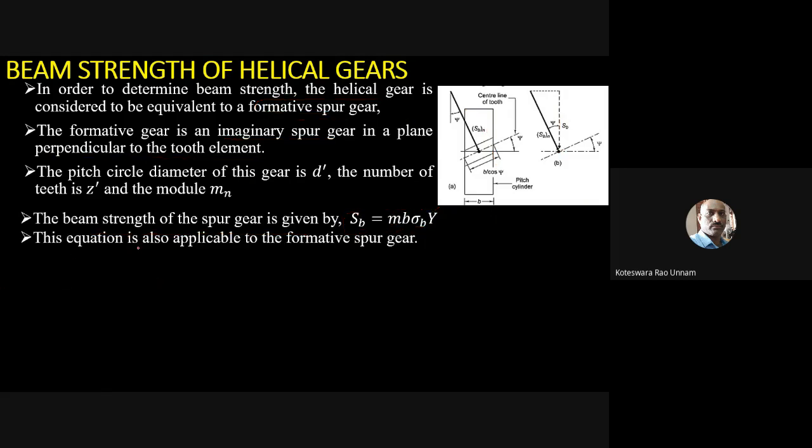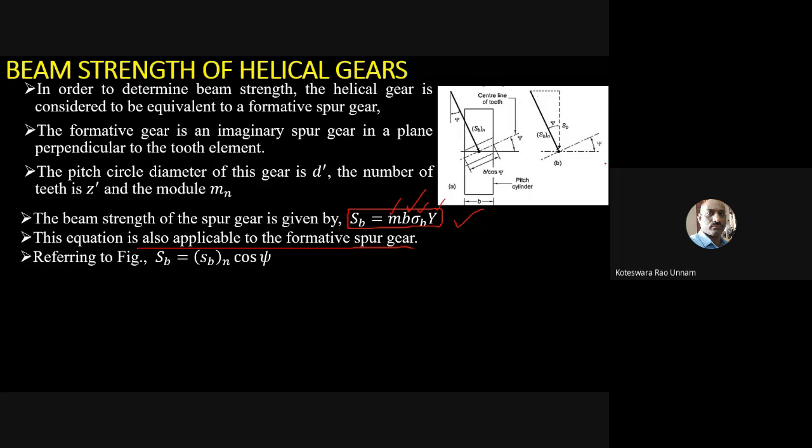This equation is also applicable to the formative spur gear. So whatever beam strength equation is there for your spur gear is applicable even to your formative spur gear. The only thing is, in this equation you need to substitute the parameters of this formative spur gear. That means the module, the face width, the allowable bending stress, and the Lewis form factor for this formative spur gear. You will get the beam strength of the helical gear also. But what are those parameters? We'll see one by one.